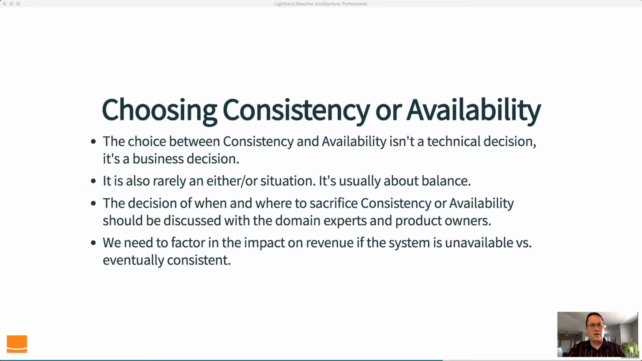The most important thing we need to do, though, is factor in the impact on the business, on things like revenue, if the system is unavailable versus eventually consistent. So if you look at a business that sells products online, for example, is it more impactful on the business to potentially provide out-of-date information, or is it a larger impact if you just can't buy anything? So what's going to have a bigger impact on the business? What's going to have a bigger impact on the customer? How is it going to affect them in the long run?